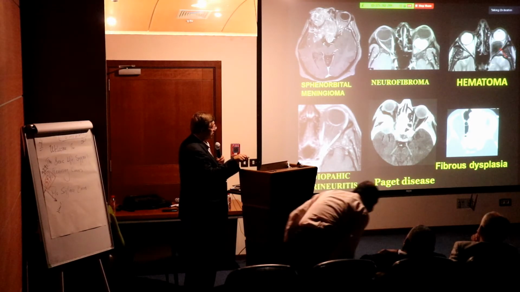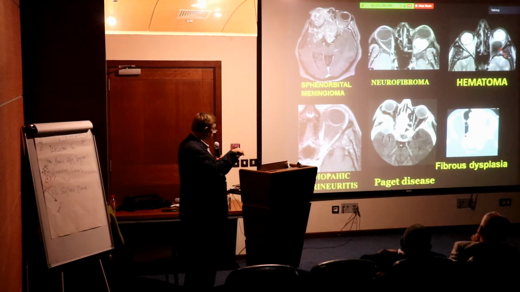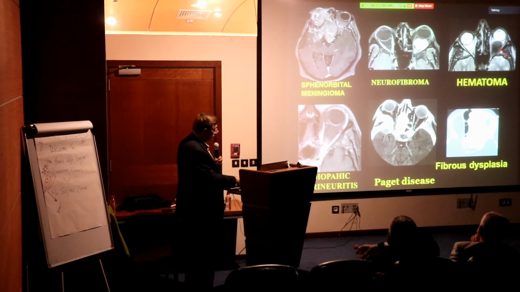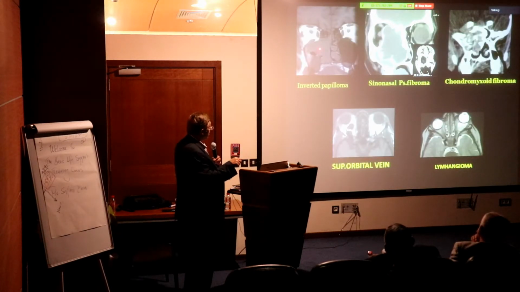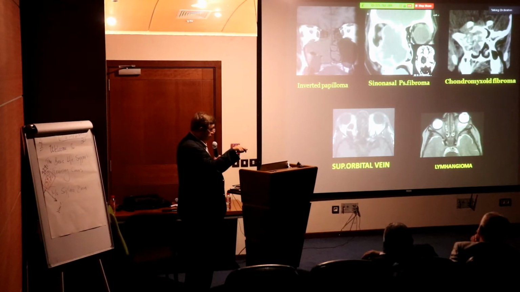Hematoma, just hematoma due to trauma. Idiopathic perineuritis, Paget's disease of the bone of the orbit. Fibrous dysplasia, one of my patients, an Iraqi patient. Inverted papilloma, sinonasal fibroma, it's a benign disease. One of my patients, chondrosarcoma, supraorbital vein dilated, looking like a tumor. Lymphangioma with fluid level.